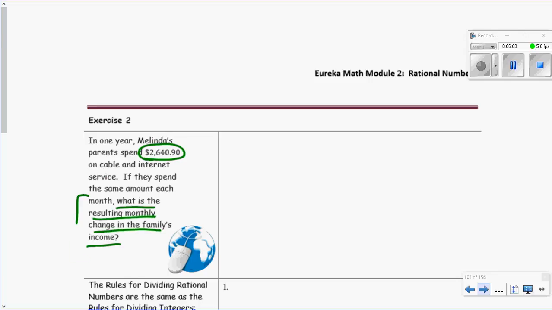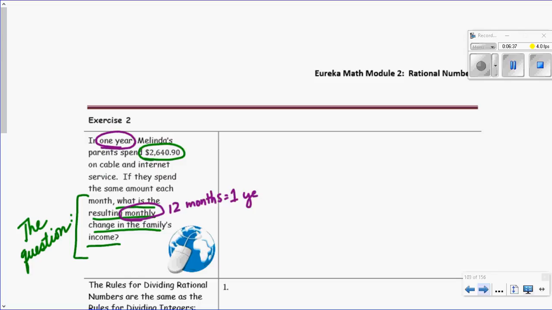I want you to always pay attention to the question. And when I say the question, I'm not really talking about the entire thing. I'm talking about what are they looking for? They want to know the resulting monthly change in the family's income. That word monthly gives you a hint as to what our other number should be. It says $2,640 per year, and then they want to know the monthly. There are 12 months in a year, and that's where our second number comes from. So 12 months equals 1 year. By the way, you can talk to your parents, family members, any adults you know. A lot of things we can determine.